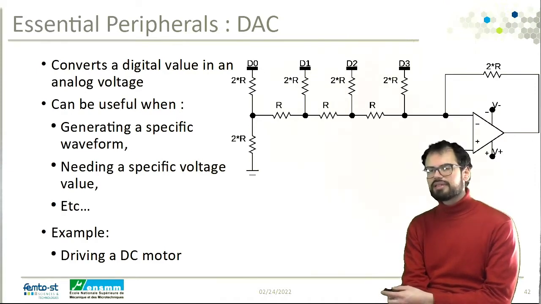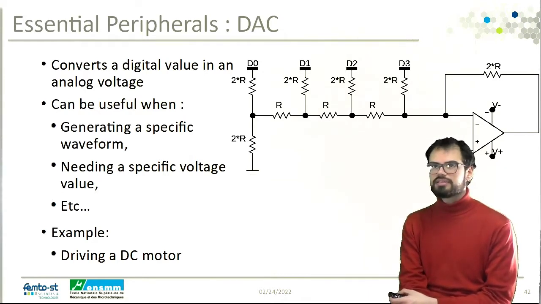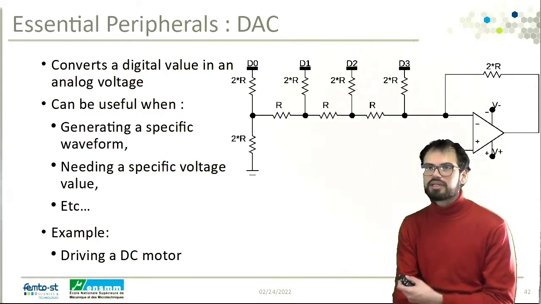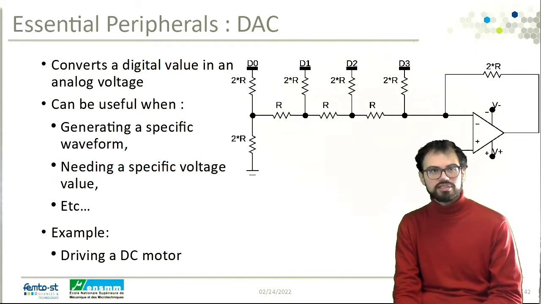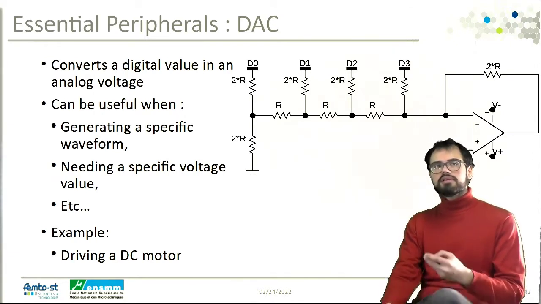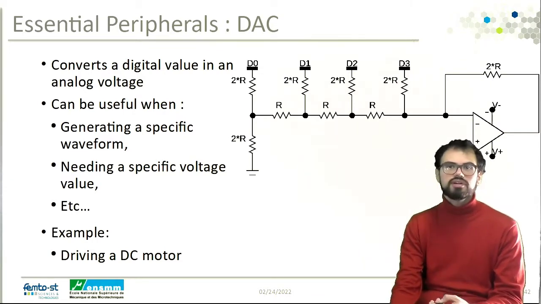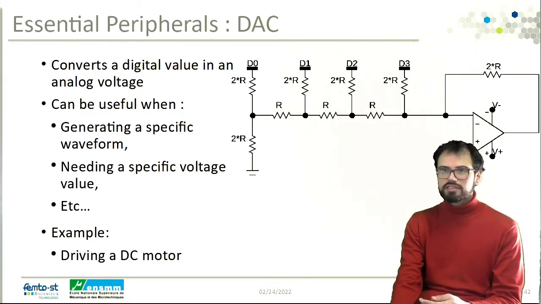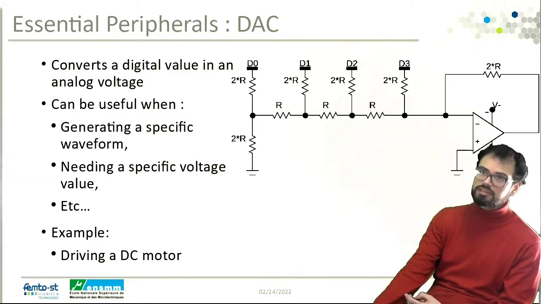The digital to analog converter is a device that takes a digital signal that you have inside. It's a number, and it translates it into an analog signal that you can use with analog circuits. You can use it, for instance, to drive a DC motor, to drive a BJT, and so on. It can also be useful to generate a specific waveform, like a sine wave or triangular wave, and so on.